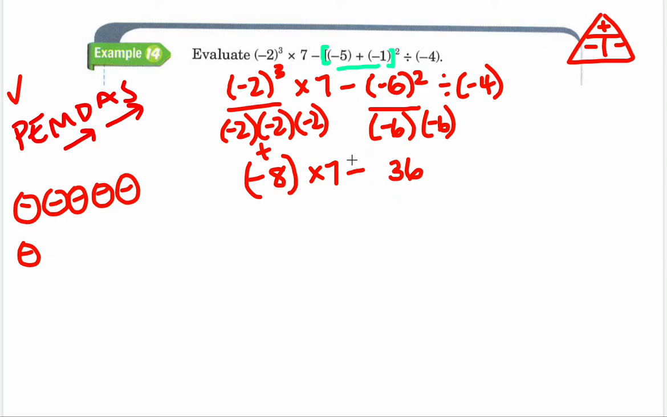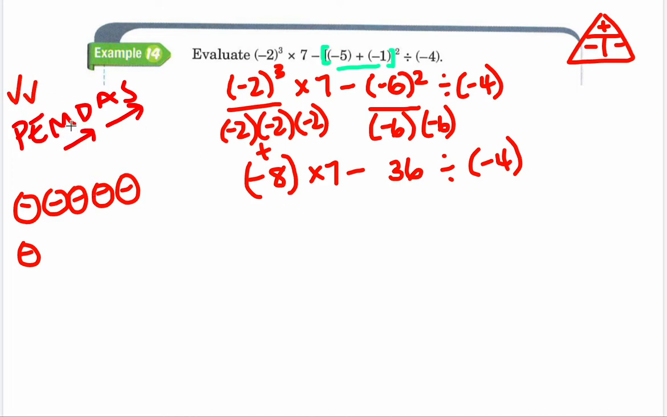This minus came from up there, okay? So don't think like, oh no, I gotta get rid of this minus because it shows that it's -36. No, this is a subtraction that we never touched, so we gotta bring it back down. Okay, divide by -4. Okay, so slowly we are simplifying. Okay, we finished our exponents.